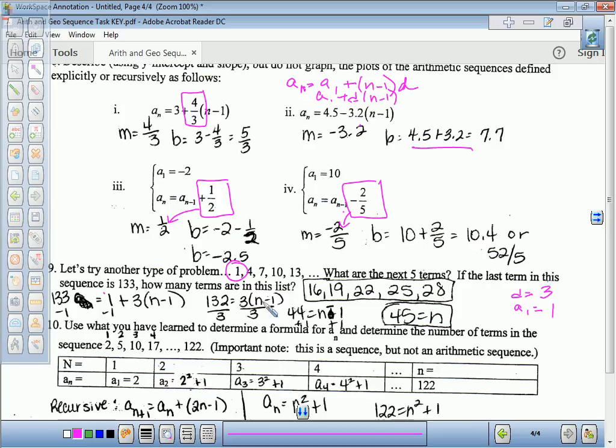All right, now this one. If the last term is 133, how many terms are there? So this is asking us to solve for n, the number of terms. If that last term is 133, we plug that in for a sub n and solve. Subtract 1, divide by 3, add 1, n is 45. Okay, if you didn't get that right, write that down because I'm going to ask you to do some more like that today.